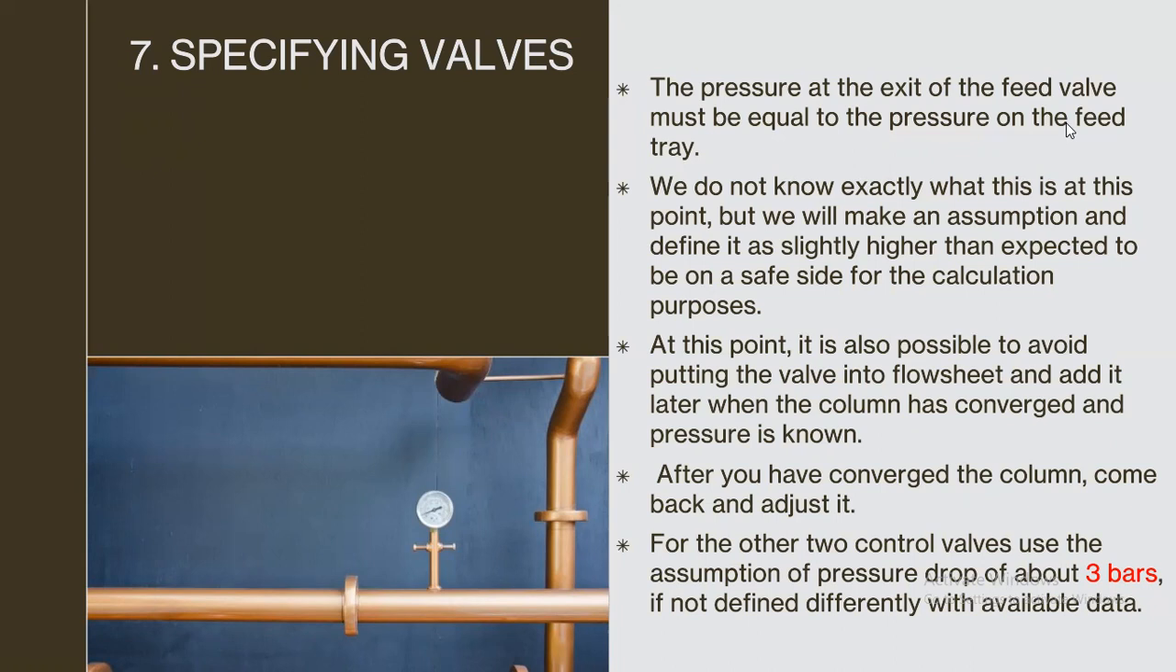Now once your column converges, you know what's the pressure at your feed stage, so you can come and correct it. Right? For other two control valves, use the assumption of pressure drop of about 3 bars, if not defined differently with available data.